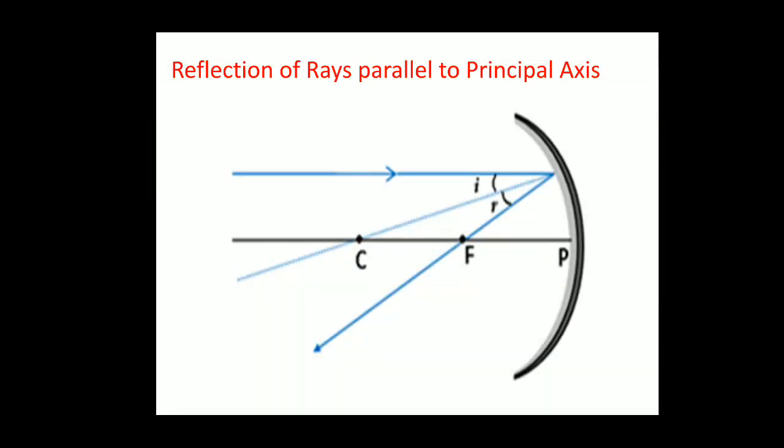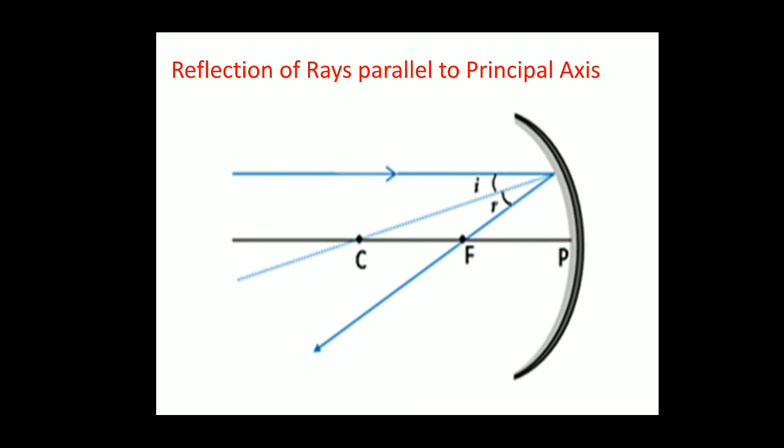If the incident ray is parallel to the principal axis, after it falls on the mirror, it gets reflected. The reflected ray always passes through the focus. Can you see here? It passes through the focus. But this is applicable only if the incident ray is parallel to the principal axis. See, this is the incident ray, and this is the principal axis. The black color and the blue color lines are both parallel.